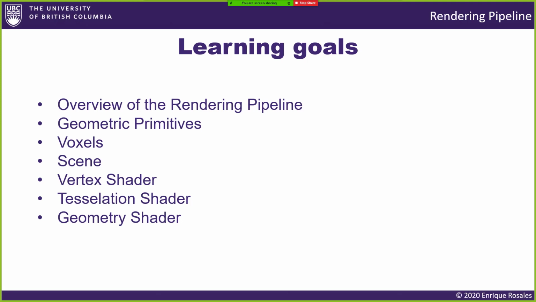I was not planning to cover the topic right now, but because you asked, it is super relevant. So I will explain this confusing thing about the voxels. And we will talk about what we in computer graphics call the scene. And we will have a very quick overview of the vertex shader, the tessellation shader, and the geometry shader. These are stages in the rendering pipeline.